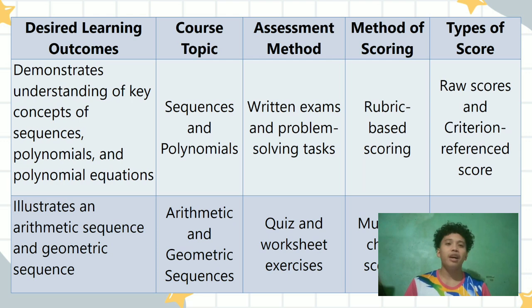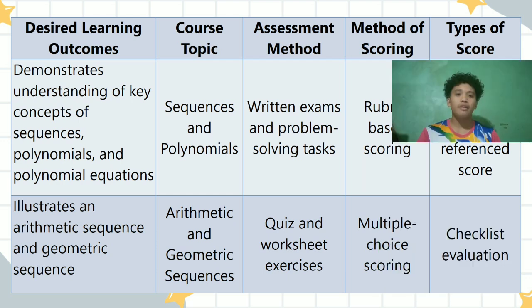So moving on to our assessment table, our first course topic is sequence and polynomials, and the desired learning outcome of this course topic is to demonstrate understanding of key concepts of sequence, polynomials, and polynomial equations. The assessment methods used are written exams and problem-solving tasks. The method of scoring is rubric-based scoring, and the types of score for this course topic are raw and criterion-referenced score.